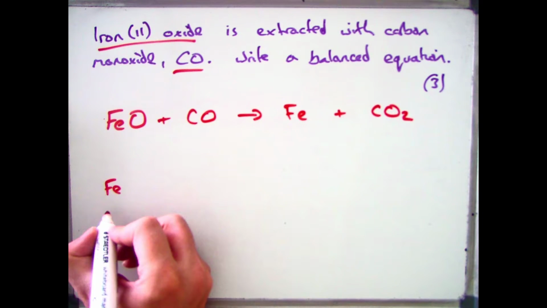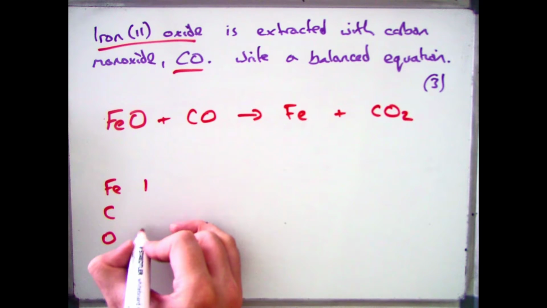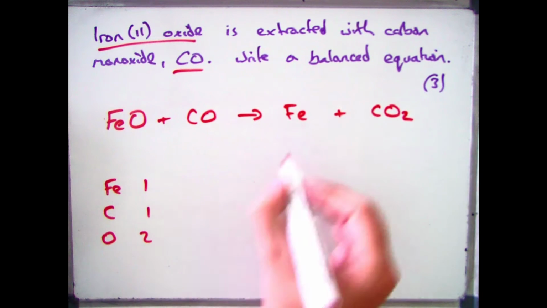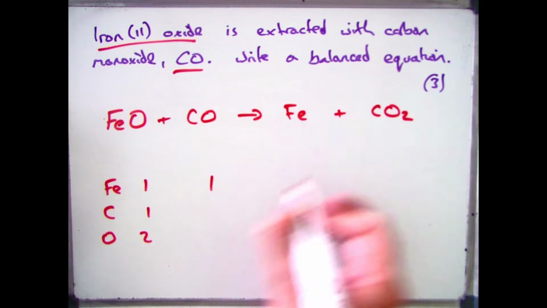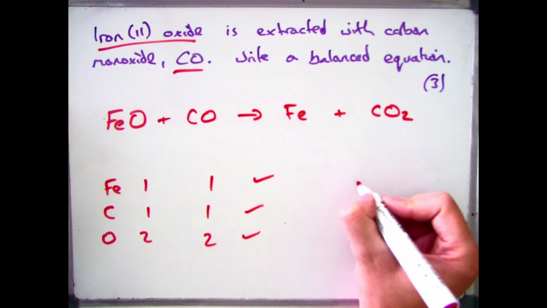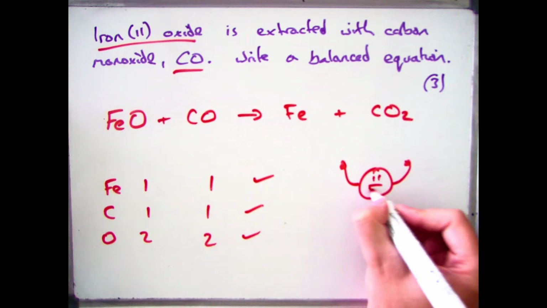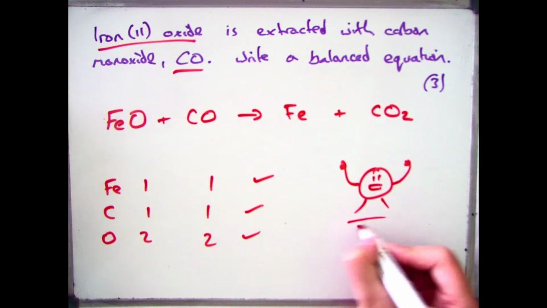Now in this case, work out what you've got on either side again. So I've got 1 iron, 1 carbon and 2 oxygens on the left, and on the right 1 iron, 1 carbon and 2 oxygens. So actually this one's already balanced and I don't need to do any more. Right, you guys can have a go yourself.